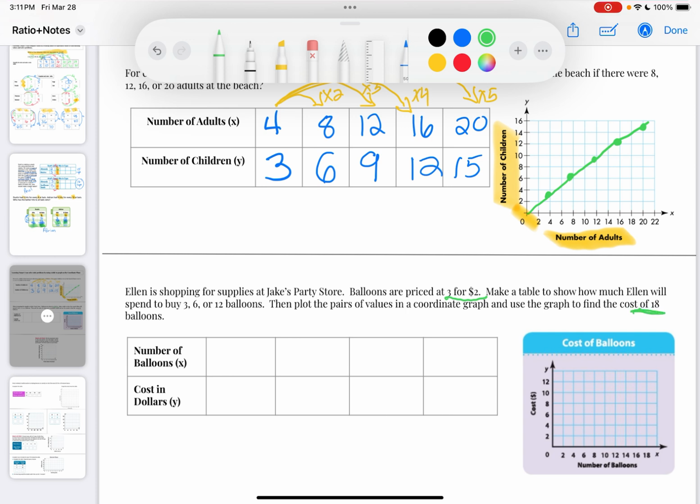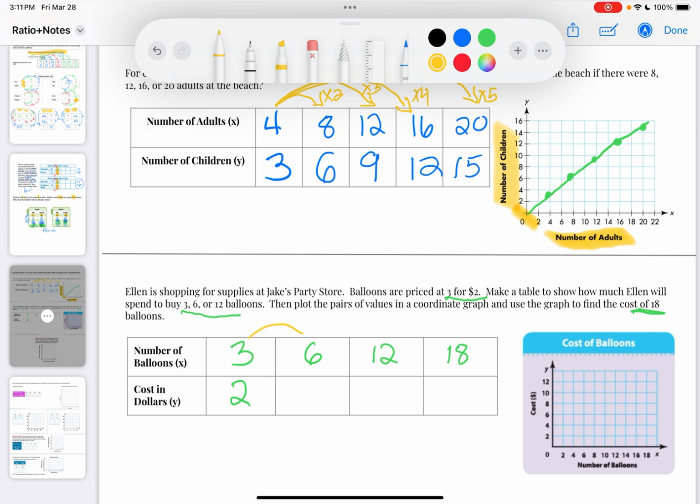All right, so number of balloons is 3. Cost in dollars is 2. So we want to know how much she is going to spend for 3, 6, or 12. Well, we already have 3, 6, 12, and then let's just throw on 18. So let's figure out what that's going to be.